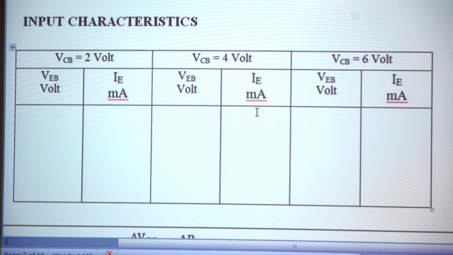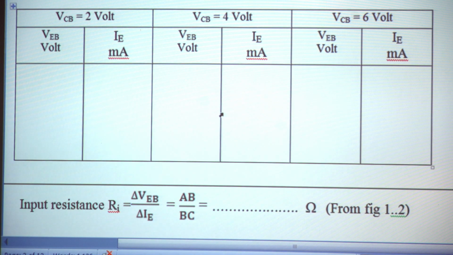Then when we are taking the readings, initially we are fixing to draw the input characteristics. The collector base voltage is fixed because by definition it is the curve drawn between current IE and VEB at constant value of VCB. So we are keeping VCB constant, say 2 volt. Then VEB, the base emitter voltage, is changing. When we change the base emitter voltage, the current IE changes. So for different values of base emitter voltage, say 0.1, 0.2, 0.4, 0.5, 0.6, etc., the current is determined.